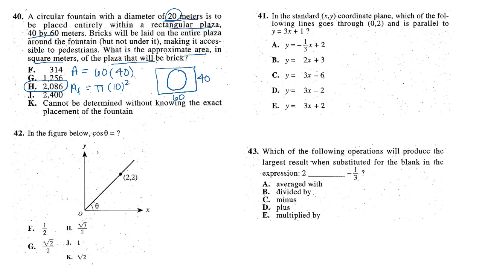Number 41. So looks like we have equation of a line, and we're talking about parallel. So let's see, a line goes through this point and is parallel to this. Well, I know my slope, if we're parallel, is going to be 3. And if we go ahead and write out our equation, we have our point slope, y minus y1 equals our slope times x minus x1. And very quickly from this, we can see that y equals 3x plus 2. And so that's going to be answer choice E.